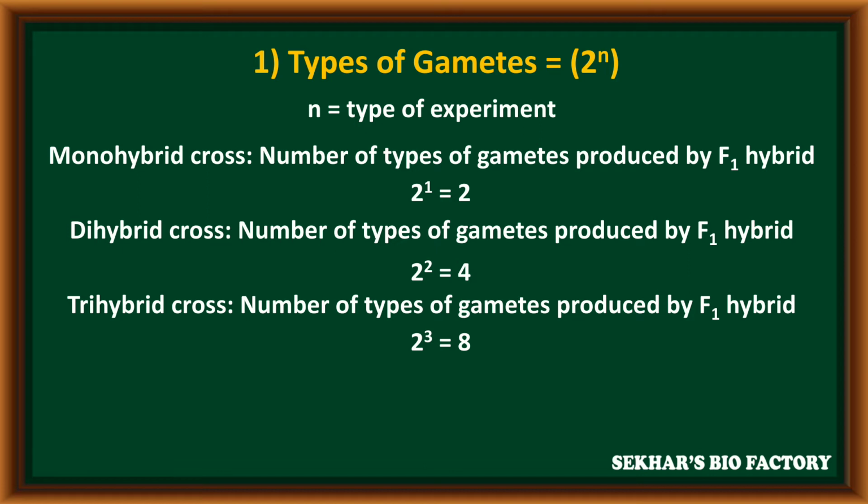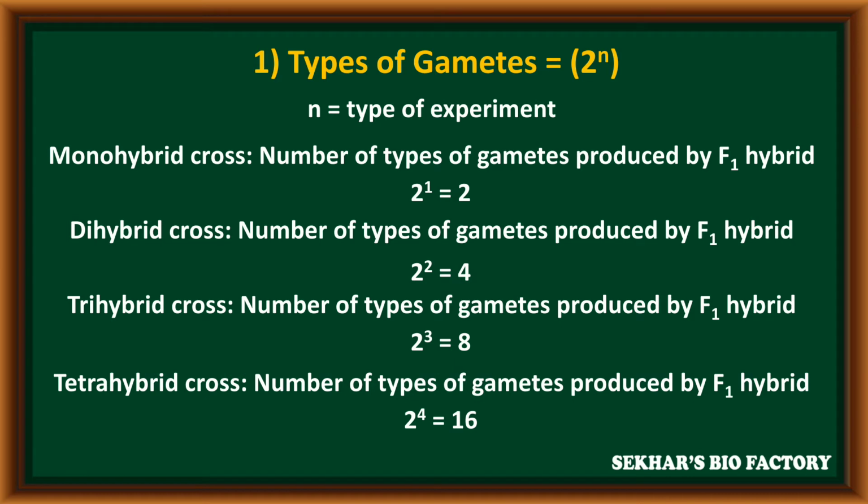To calculate the number of types of gametes produced by F1 hybrid, it is equal to 2 power 3, which is 8. In tetrahybrid cross experiment, the number of types of gametes produced by F1 hybrid is equal to 2 power 4, which is equal to 16. That means in tetrahybrid cross experiment, the F1 hybrid can produce 16 types of gametes.